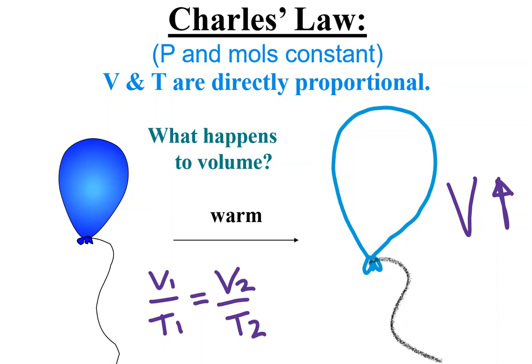In other words, I could plug in my T2, and I have my V1 and T1 from before, and I would have a T2 here. I could solve for the second volume after it got warmed up. Again, on this one, pressure is constant and it's a closed container. Let's look at how this works.